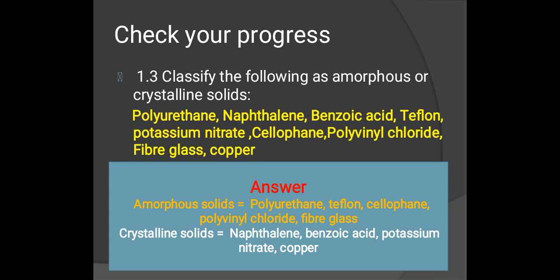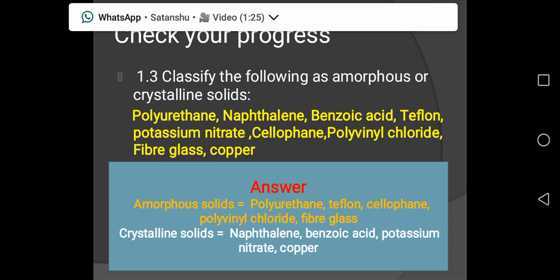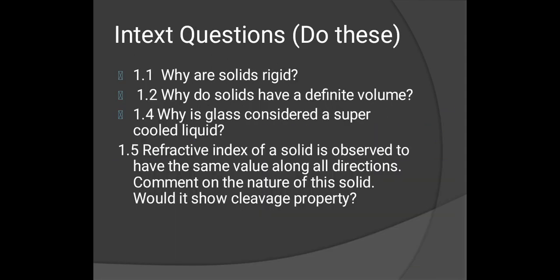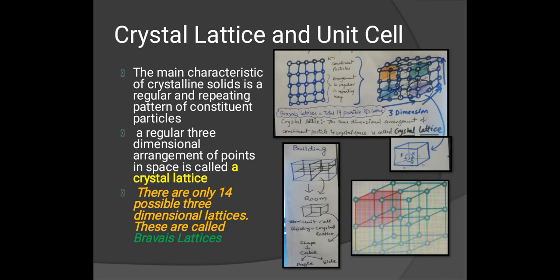Amorphous solids: polyurethane, Teflon, cellophane, polyvinyl chloride and fiberglass are amorphous solids because they don't have regular geometries. Crystalline solids: naphthalene, benzoic acid, potassium nitrate and copper. These are the in-text questions, and you have to do them in your notebook also. Next is crystalline lattice.